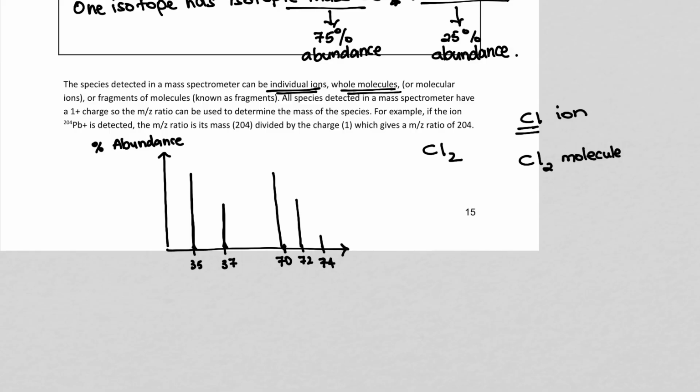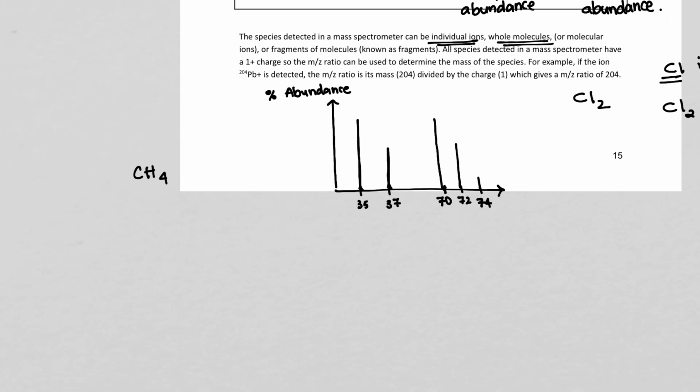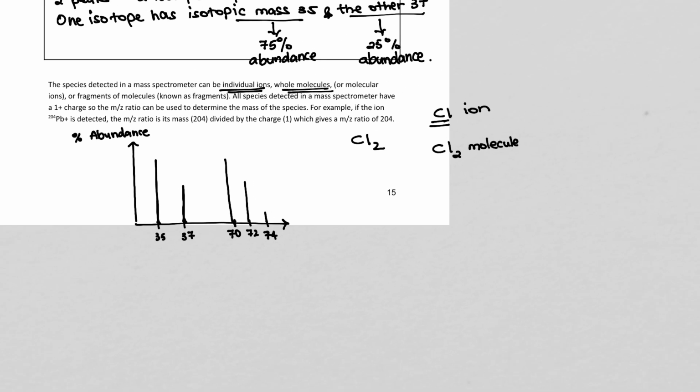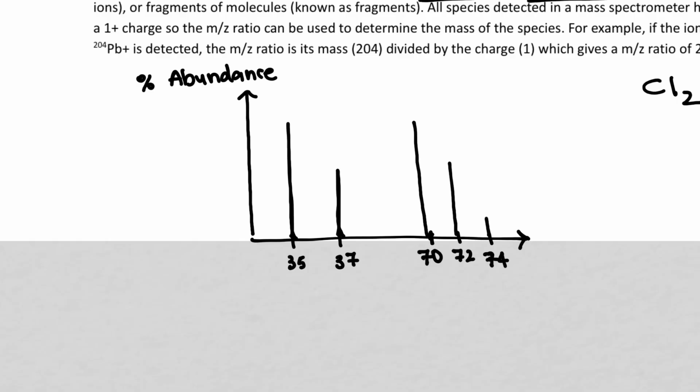There's no fragment here, but if you have the mass spectrum of, let's say, CH4, you can get H+, you can get CH3+ also. This is a fragment of the molecule. So, coming back to the case of the chlorine molecule, the chlorine ions will give you chlorine 35+, chlorine 37+. These are the two ions, and you see it here. So this gives 75%, this gives 25%.